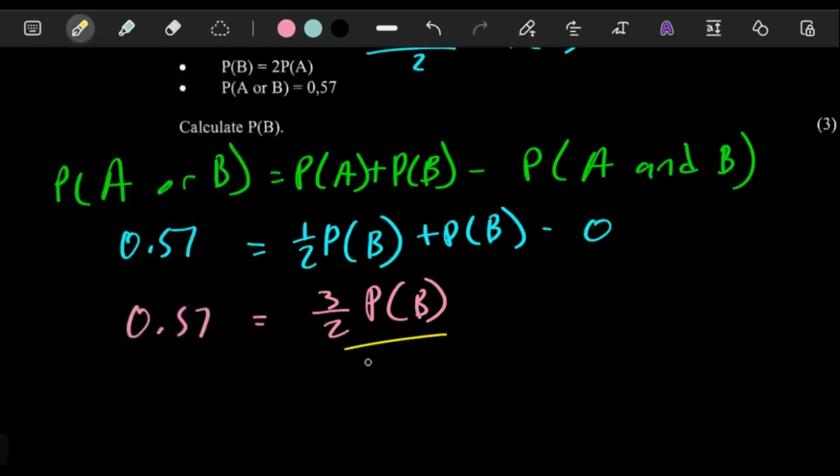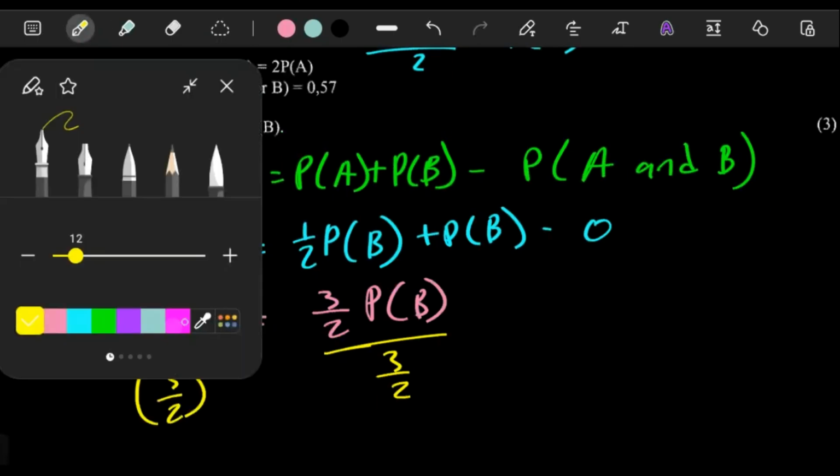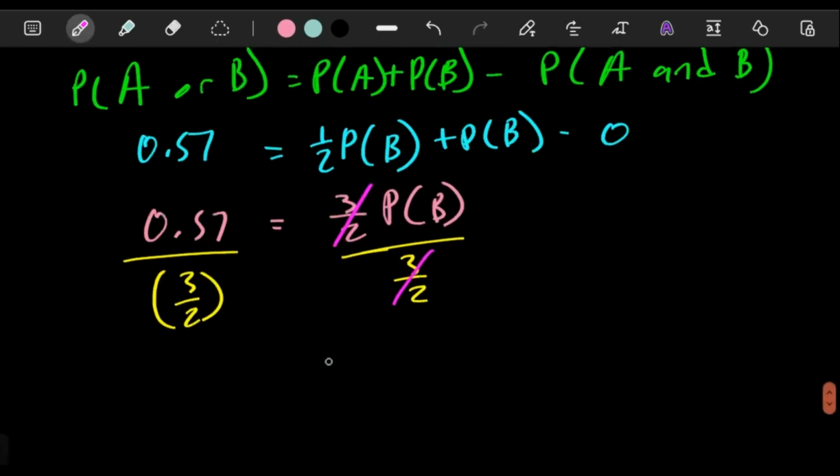Divided by 3 over 2, divided by 3 over 2. This cancels this. So what is 0.57 divided by 3 over 2? 0.57 divided by that gives us 0.38, which is perfect.